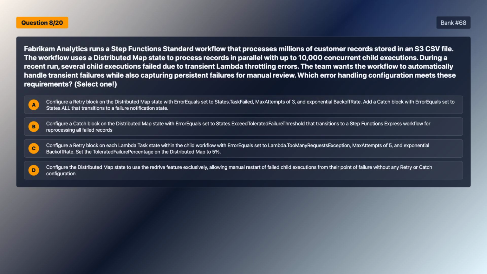Question 8. Fabricam Analytics runs a Step Functions Standard workflow that processes millions of customer records stored in an S3 CSV file. The workflow uses a distributed map state to process records in parallel with up to 10,000 concurrent child executions. During a recent run, several child executions failed due to transient Lambda throttling errors. The team wants the workflow to automatically handle transient failures while also capturing persistent failures for manual review. Which error handling configuration meets these requirements? Select one. Review the answer choices on screen.